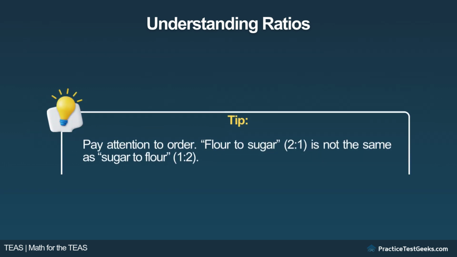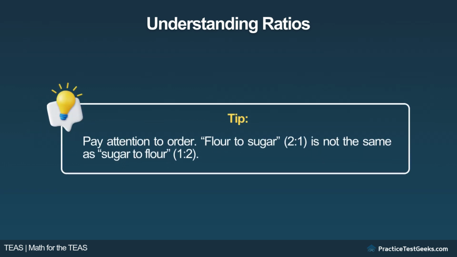And here's a TEAS tip. Pay close attention to the order. Flour to sugar is 2 to 1. But sugar to flour is 1 to 2, not the same thing.